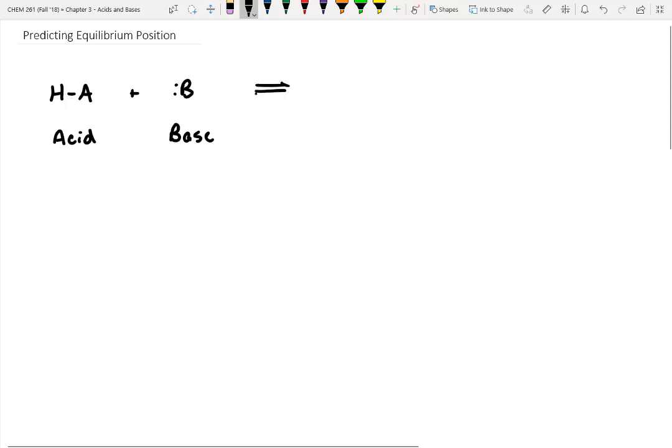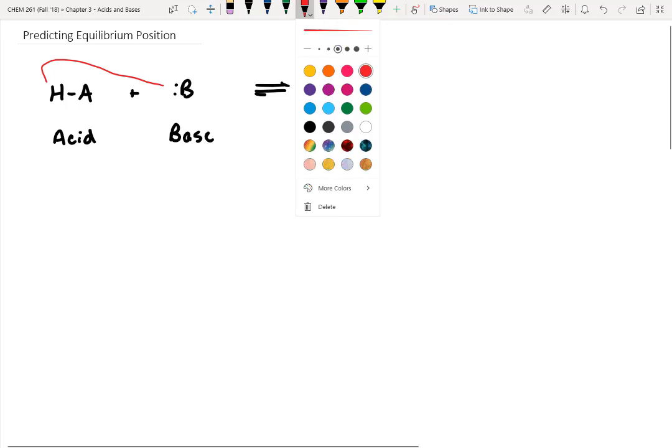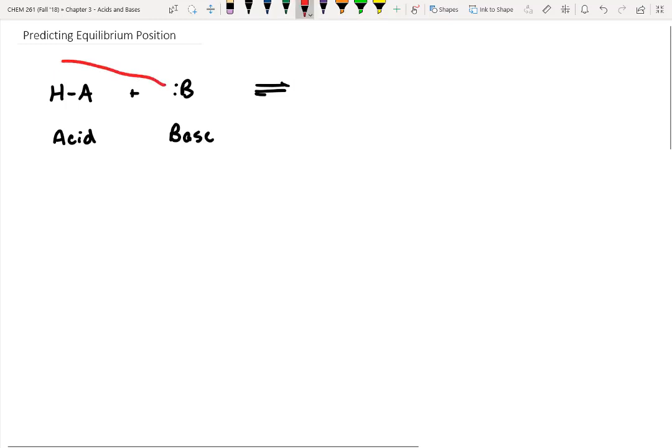And like I said before, the base is going to reach over and grab a proton from the acid. And it's important to remember, it's only grabbing the proton, none of the electrons associated. The electrons in this covalent bond are going to end up getting dumped onto the atom A, or the conjugate base here. So A now has a negative charge, and then the proton is now covalently bound to B.